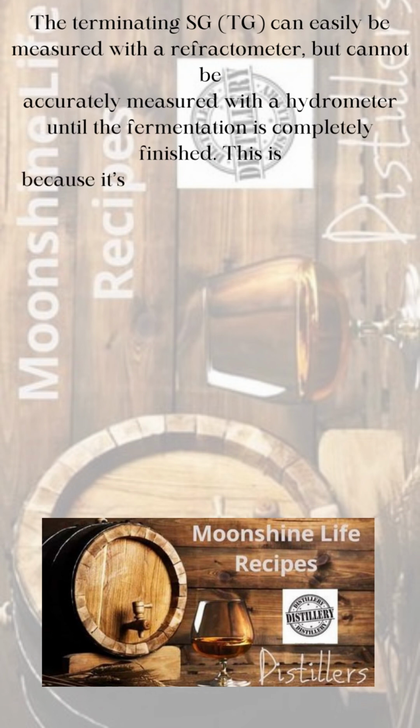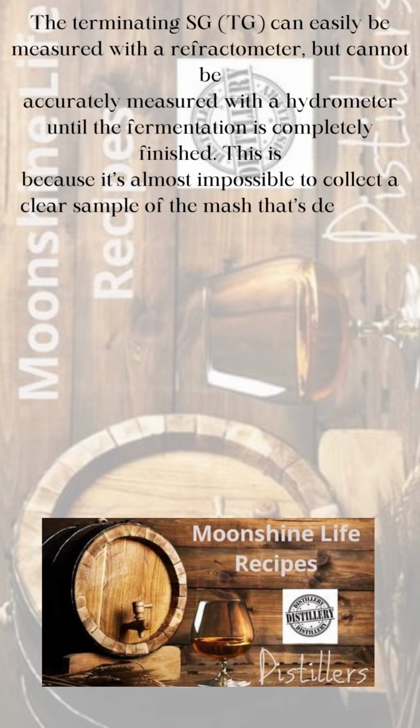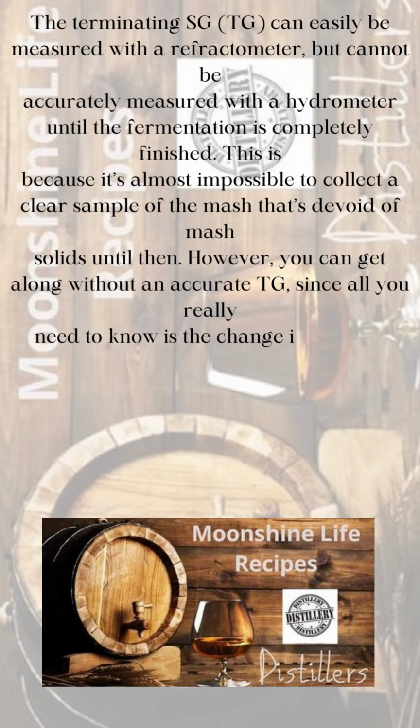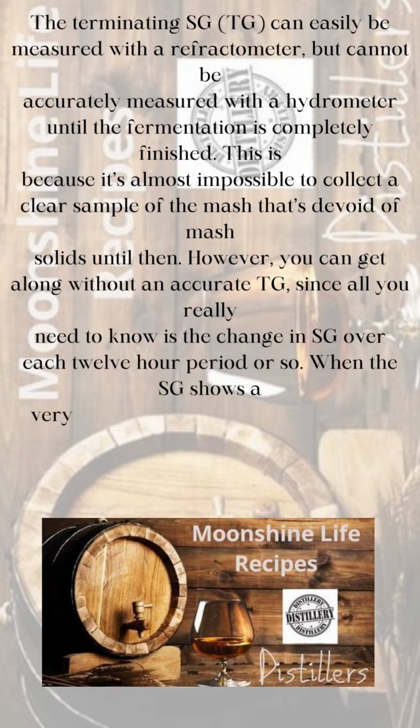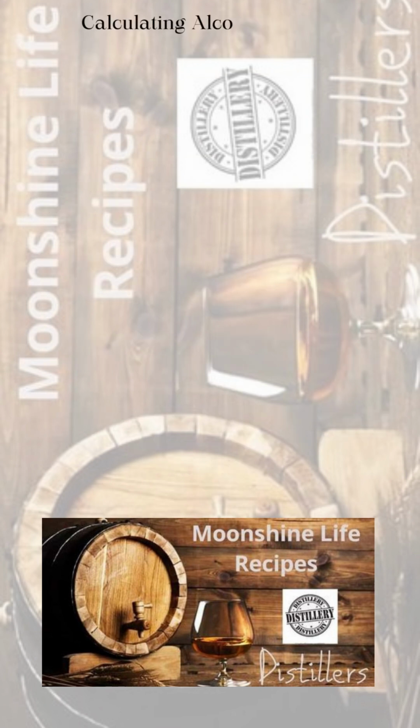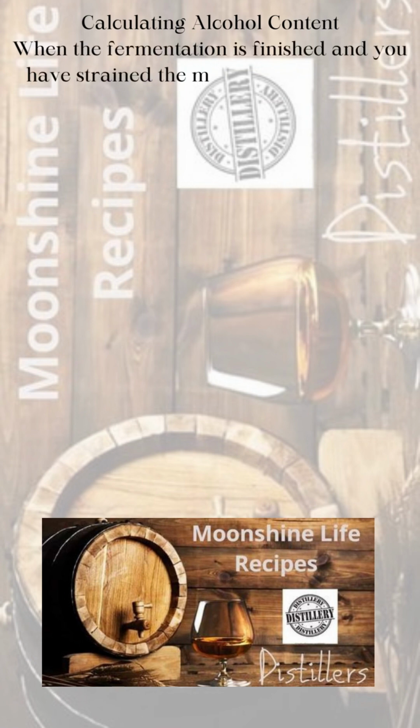This is because it's almost impossible to collect a clear sample of the mash that's devoid of mash solids until then. However, you can get along without an accurate TG, since all you really need to know is the change in SG over each 12-hour period or so. When the SG shows a very small, if any, change since the last reading, then you can conclude the fermentation is finished. Calculating alcohol content when the fermentation is finished and you have strained the mash, to be discussed later.